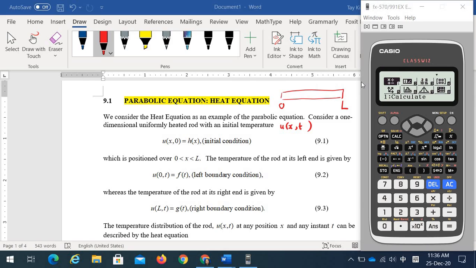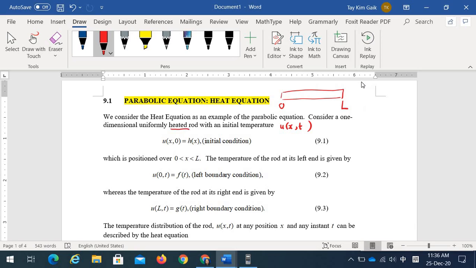Let's say we have a heated rod, which is positioned in the length from 0 to L and put on the x-axis, at x equal to 0 up to x equal to L. It is given an initial temperature, where the temperature of the rod is described by the function u(x,t).